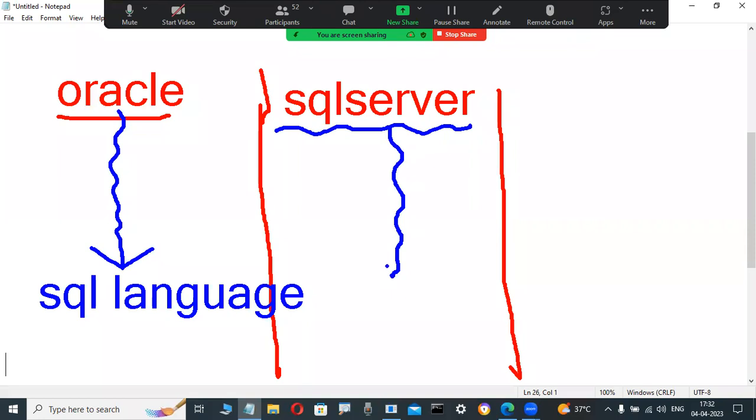These persons are also operating what? This is also a relational database. These persons are operating this SQL Server database. Then they are using what? Which language? The same SQL language only they are using. Okay, fine.